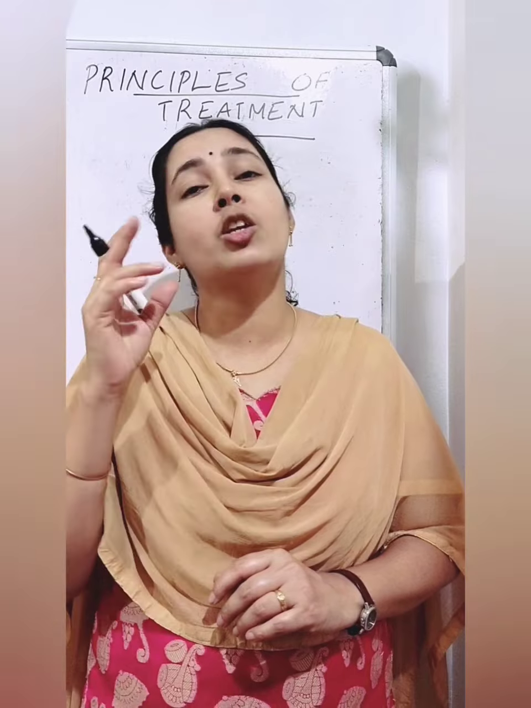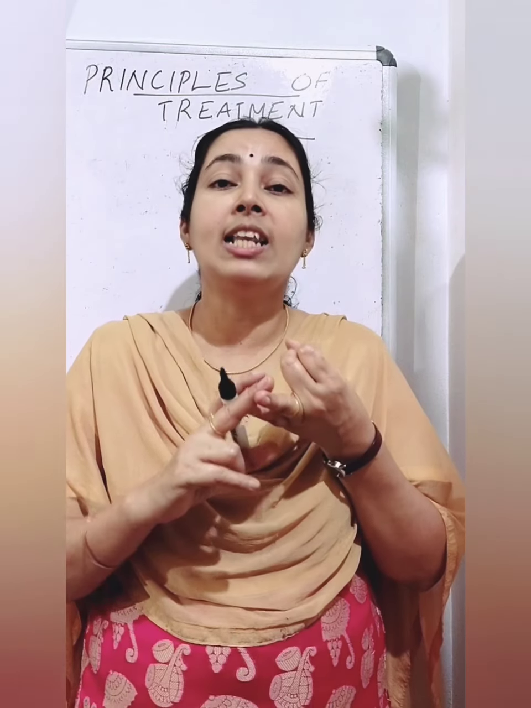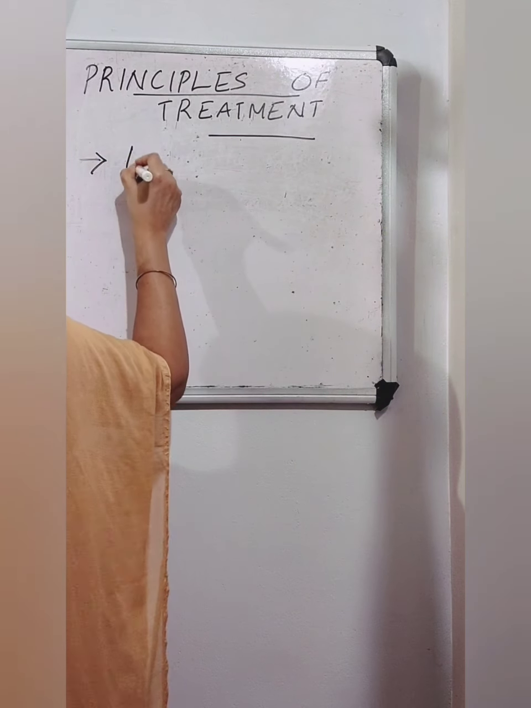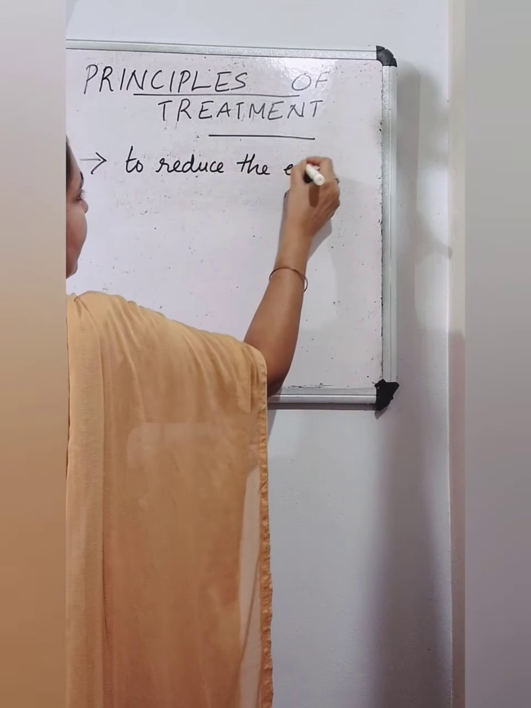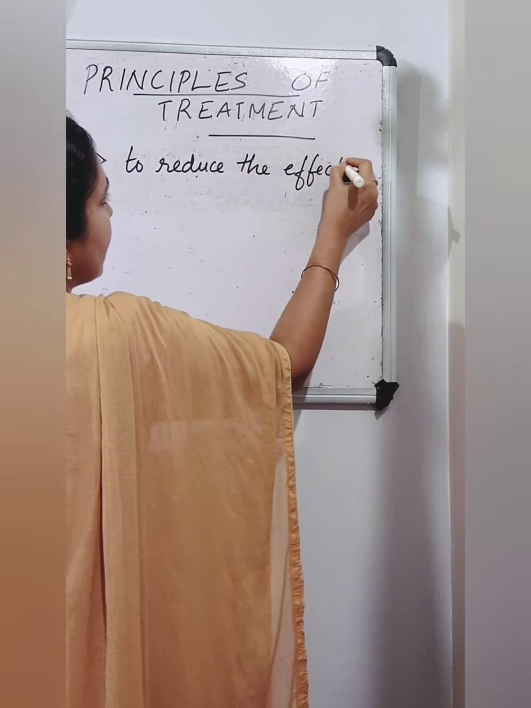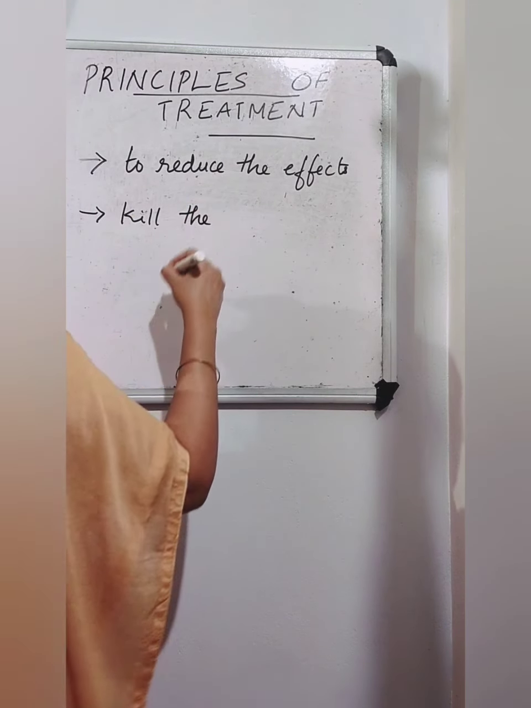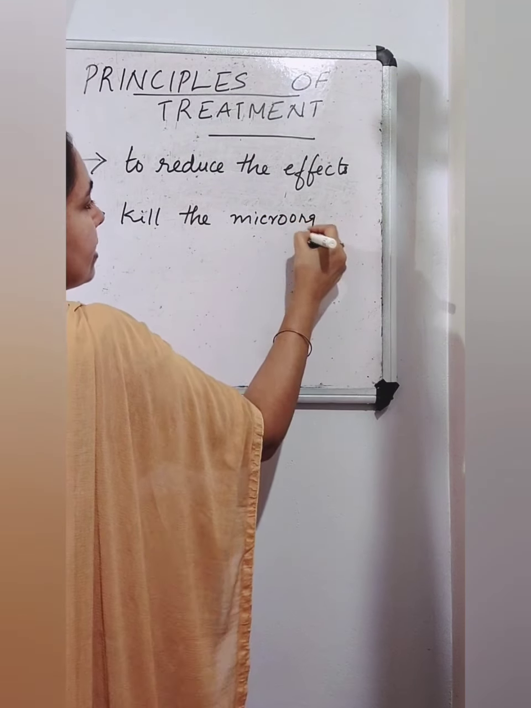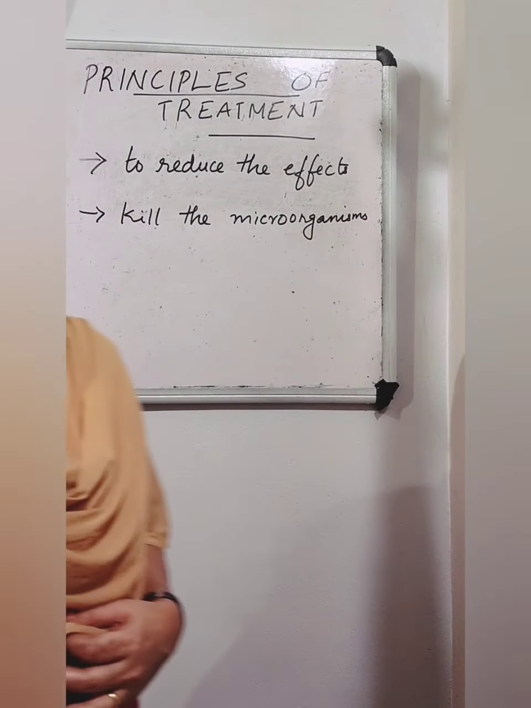And we can see that there are two ways to treat an infectious disease. One is to reduce the effects of the disease, and the second way is to kill the cause of the disease. So which are the two ways? One way is to reduce the effects of the disease, and the second way is to kill the cause of the disease. Killing the cause of the disease means to kill the microorganism. So these are the two ways of treatment.